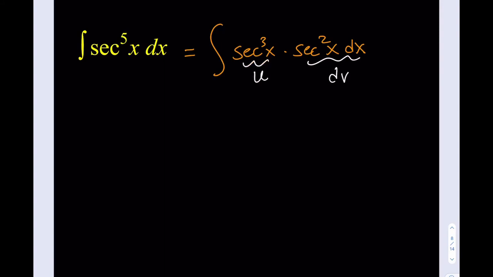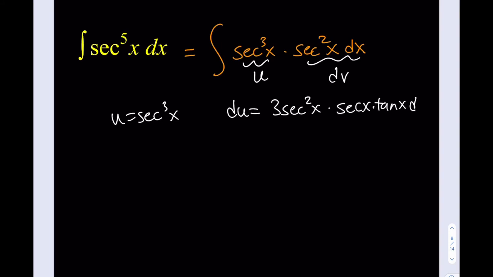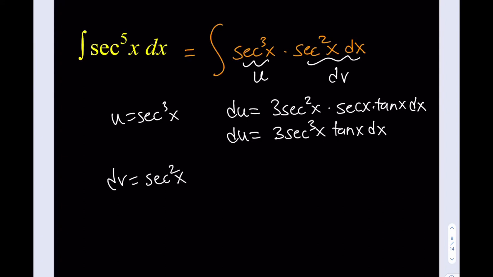Okay, so what do we write? u equals secant cubed x. So du is, okay, how do you differentiate secant cubed? It's 3 secant squared x times the derivative of secant. Chain rule. What's the derivative of secant? Secant times tangent. Beautiful. And don't forget the dx. So du is going to be what? 3 secant cubed x tangent x dx. Beautiful. And dv is secant squared dx.